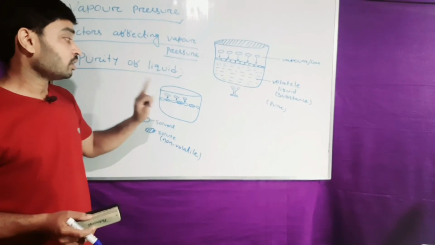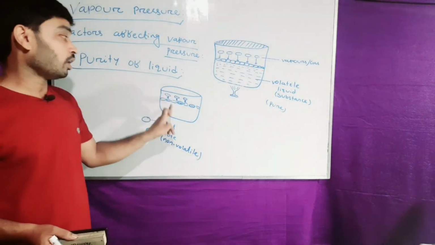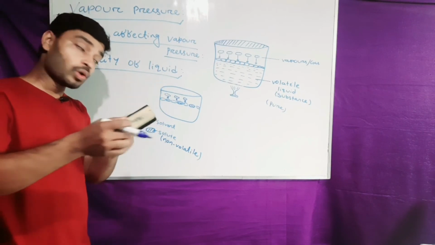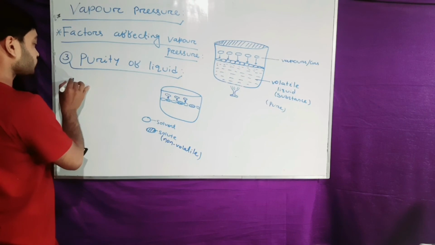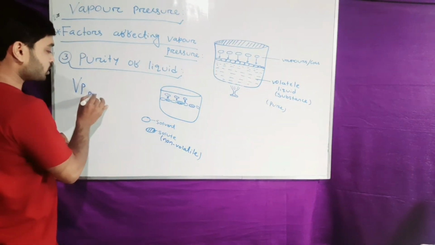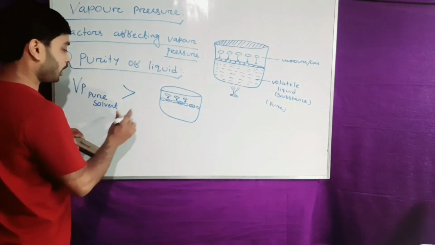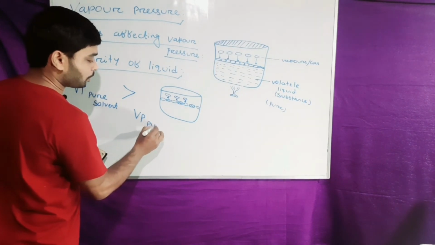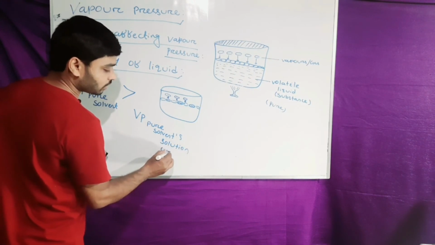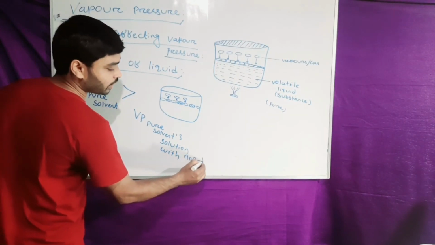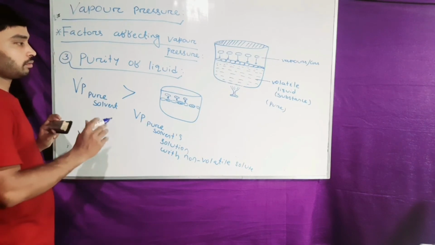That's why the vapor pressure of a pure volatile solvent or liquid is always greater than that of the solution containing a non-volatile solute. That means, always mark, it is a rule you can take: vapor pressure of pure solvent is greater than the vapor pressure of solution with non-volatile solute. Mention it first.